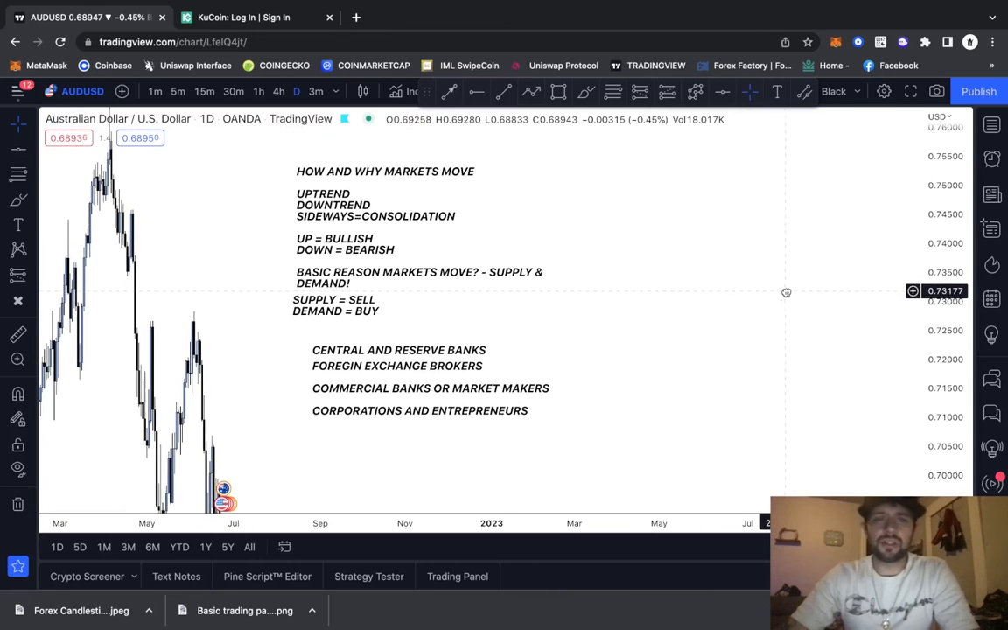When it comes down to it, just remember, the market moves in an uptrend, a downtrend, or a sideways consolidation. Up is bullish, down is bearish, and supply and demand is the basic reason that markets move.